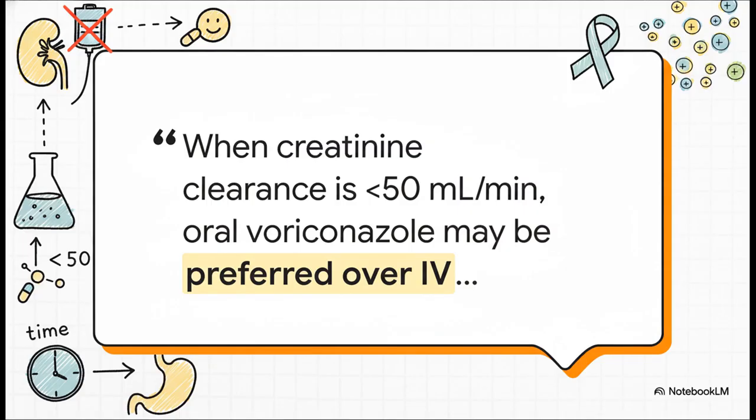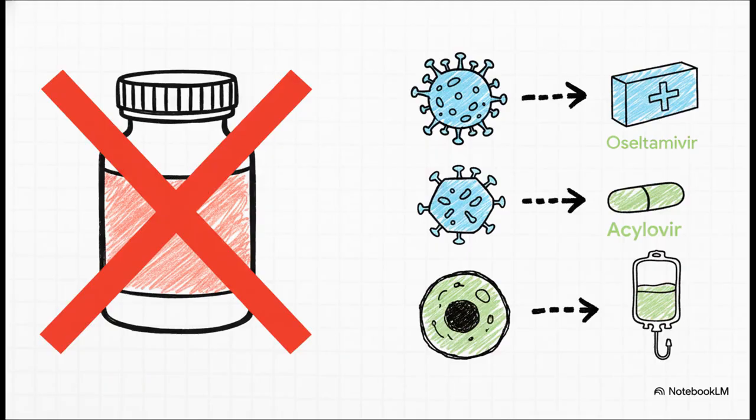See, the IV version of voriconazole has this delivery vehicle, cyclodextrin, that can build up if the kidneys aren't working well. So for any patient with a creatinine clearance under 50, you should probably go with the oral form. Now, when it comes to viruses, we completely flip the script.